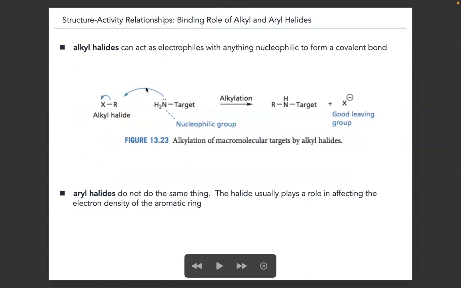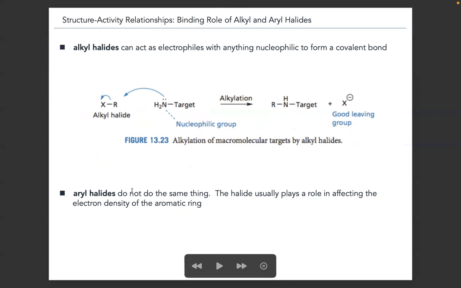Yeah, to touch base quickly on alkyl halides, it's important to note, right, they can act as electrophiles. You guys definitely know that. With anything nucleophilic, they form a covalent bond. When we talked about that, it was heavily discussed in the context of irreversible inhibitors, for example.